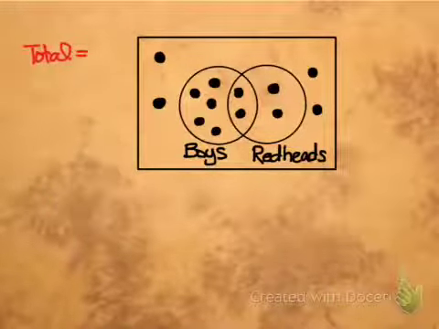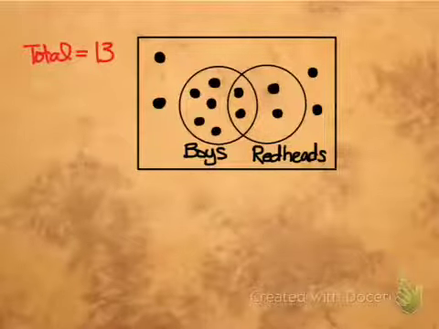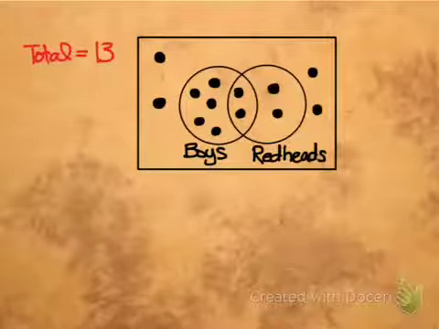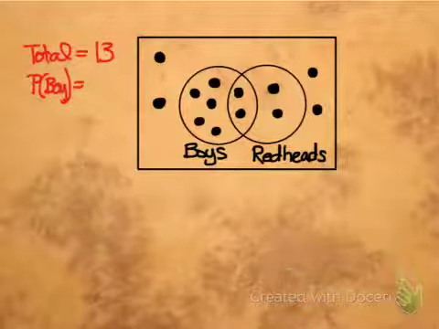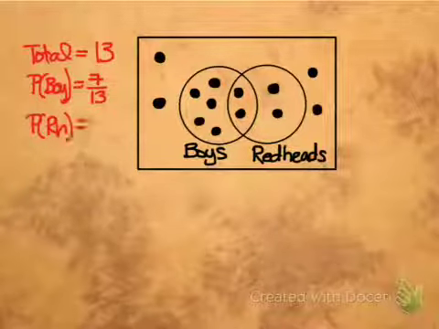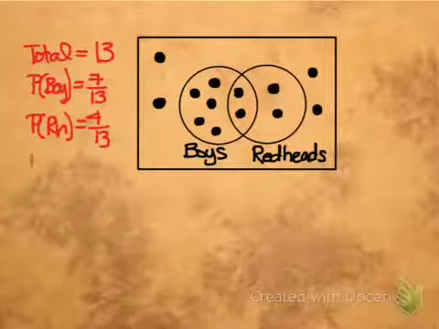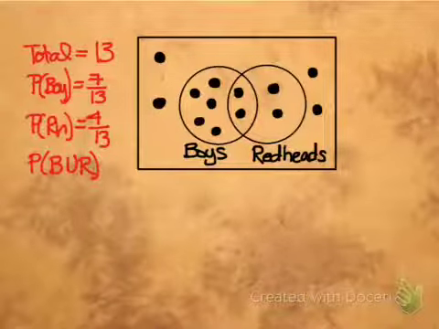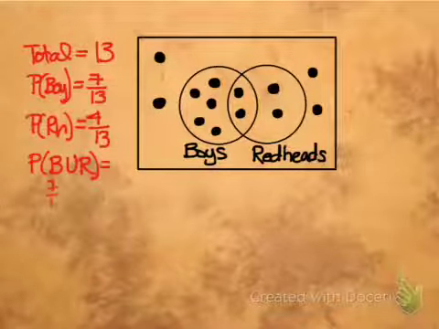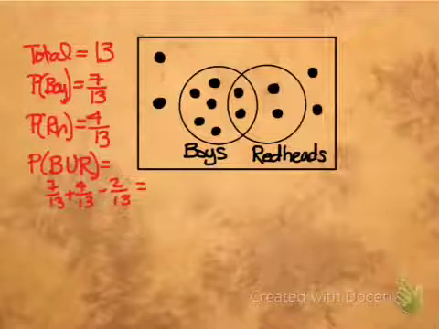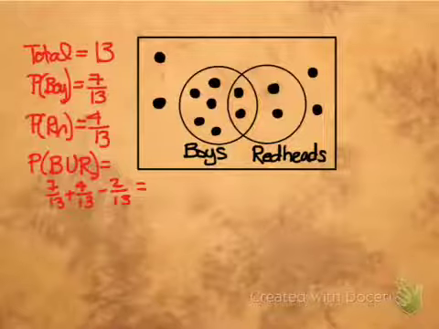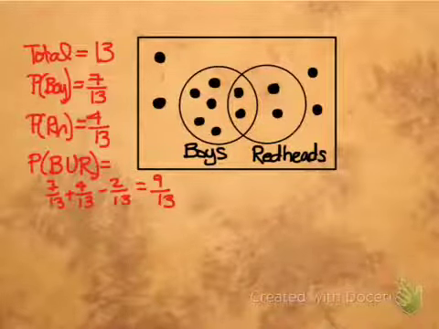Okay, so let's look at this problem again. The total number of dots in this diagram is 13. The probability of getting a boy is 7 out of 13. The probability of getting a redhead is 4 out of 13. The probability of getting a boy or a redhead, like we said before, is 7/13 plus 4/13. Then we have to take out the overlap, so minus 2/13, and we end up with 9/13.